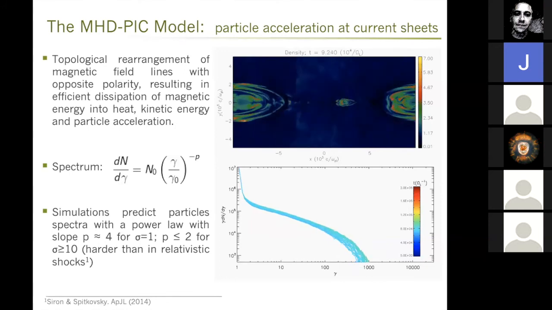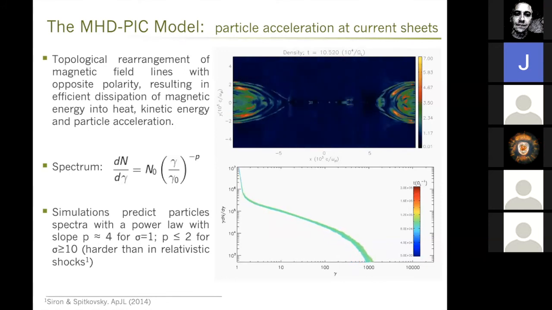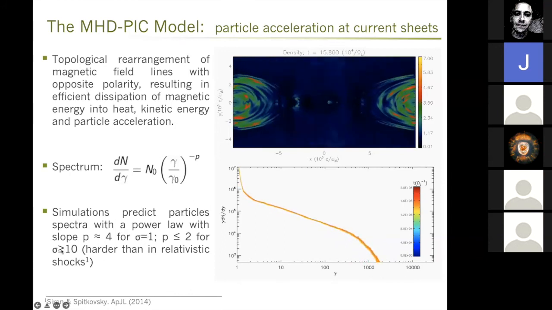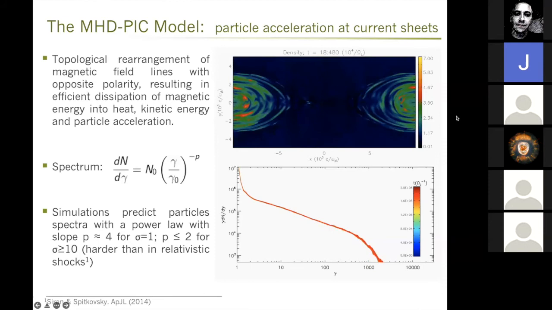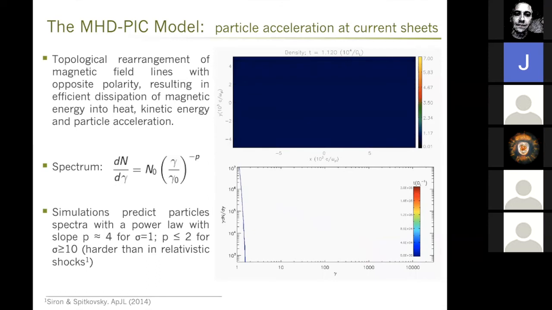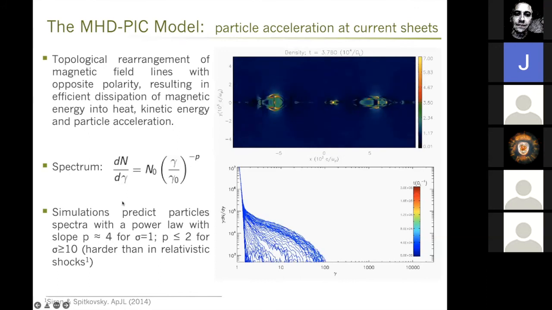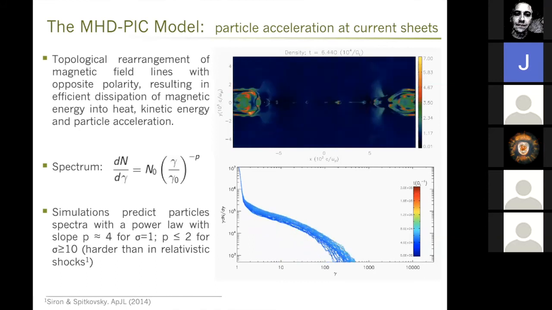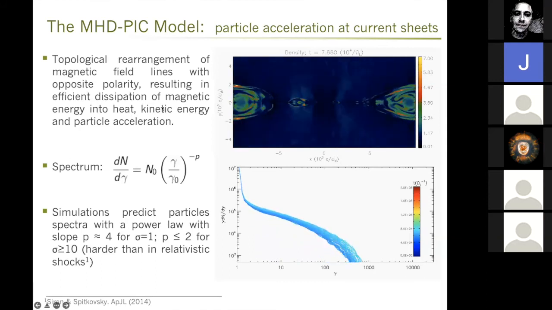Usually the spectrum here is a power law in gamma, where gamma is the Lorentz factor, and the law goes like gamma to the minus p, where p is about 4 for small sigma, sigma being the magnetization, and it tends to 2 for very large magnetization. So it becomes harder than in relativistic shocks. The beauty of particle acceleration at current sheets is that this is a much more general mechanism than shocks, and it operates almost always. It doesn't require any specific topology of the field like you have in shocks. In shocks, you need to assume the field is parallel, because for a perpendicular shock it doesn't work.